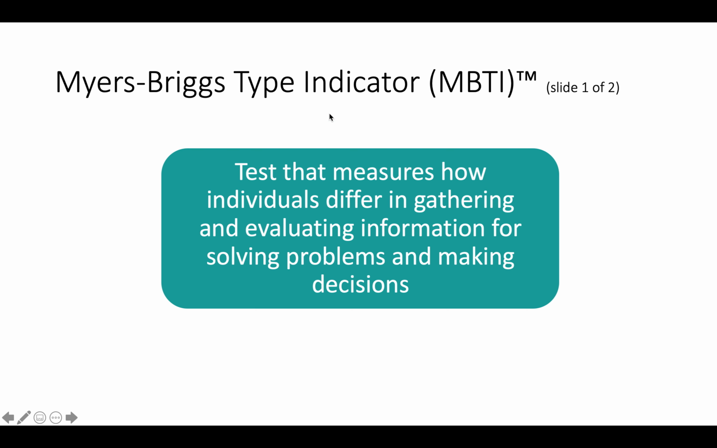Now the Myers-Briggs MBTI is a type indicator that classifies people within a broad range of those quadrants. It measures how individuals differ in gathering and evaluating information for solving problems and making decisions. The Myers-Briggs is a popular test in business that people are often given to indicate how they are going to perform and if they're going to succeed within that particular environment.